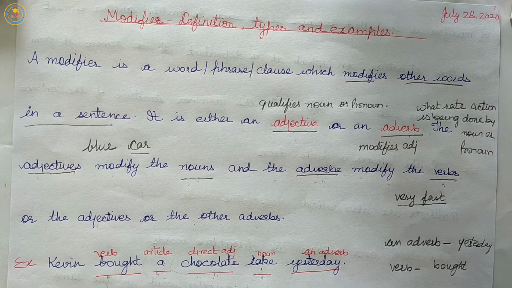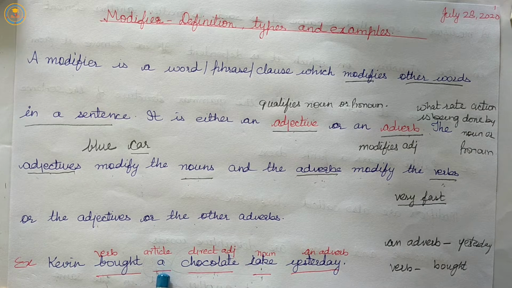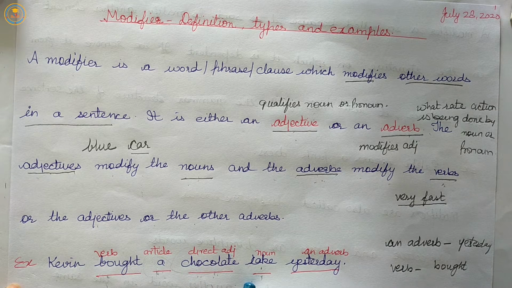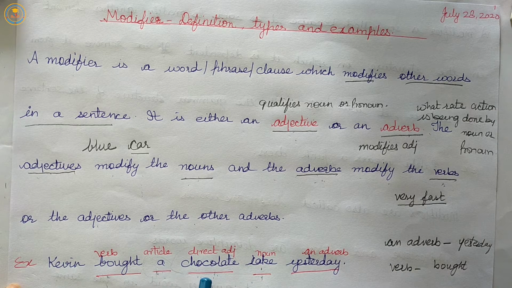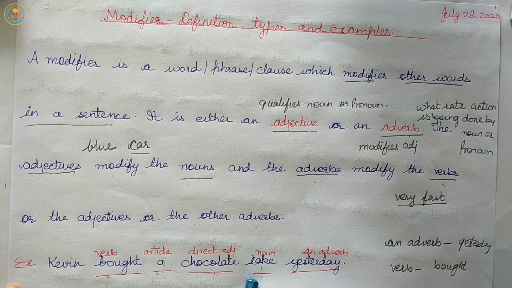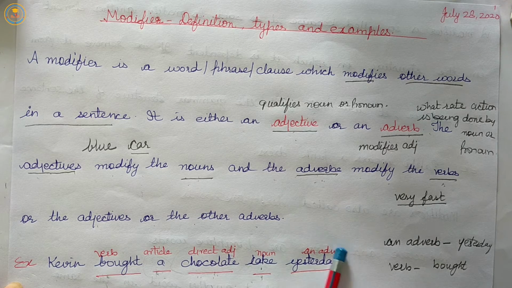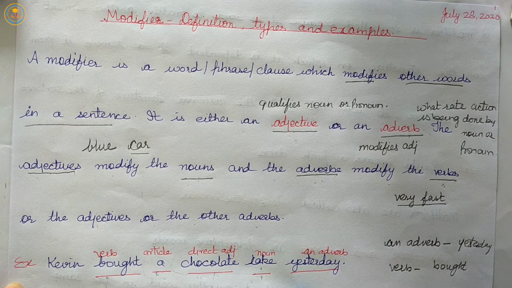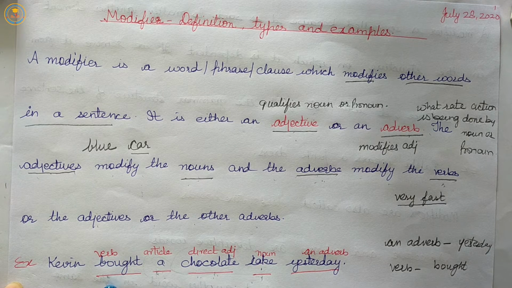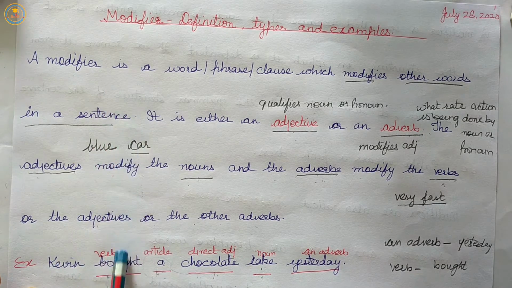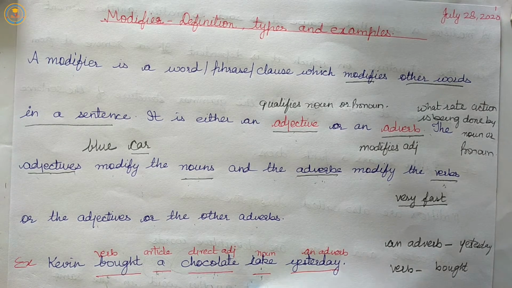So here in this sentence, Kevin bought a chocolate cake yesterday. A is an article which modifies the word cake, and the word chocolate is the direct adjective of the word cake. So both a and chocolate are adjectives which modify the noun cake. The word yesterday tells us about the time of the action of the verb bought. So it is an adverb which modifies the verb. I hope you have understood the definition clearly with this example.